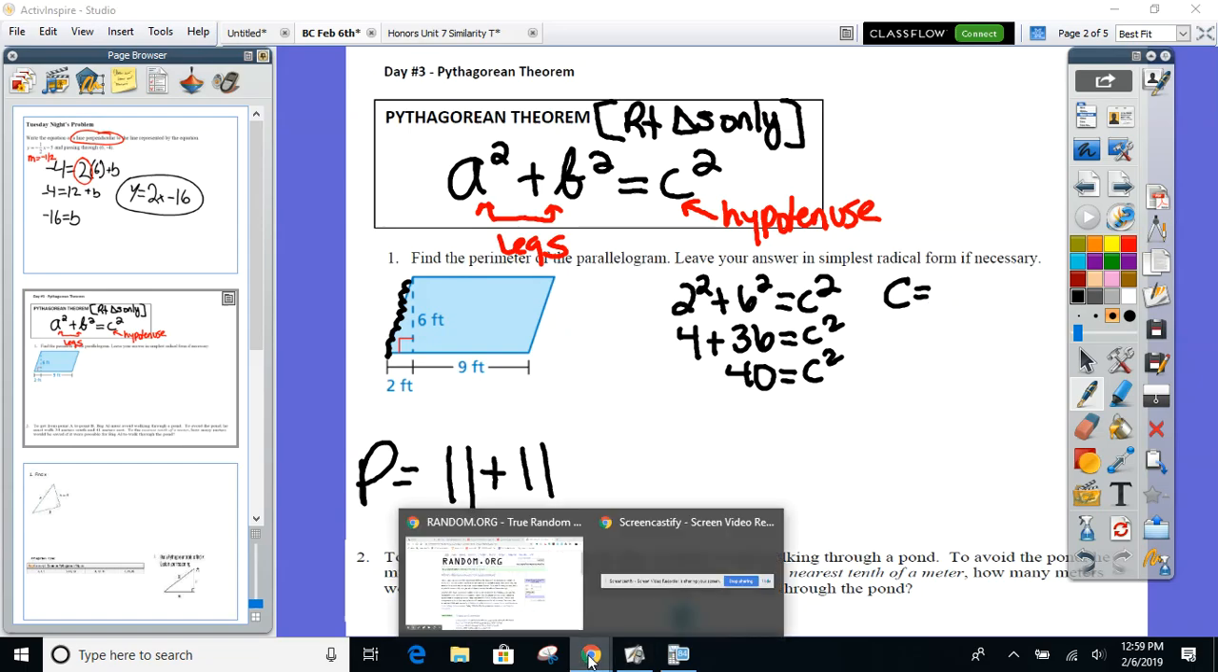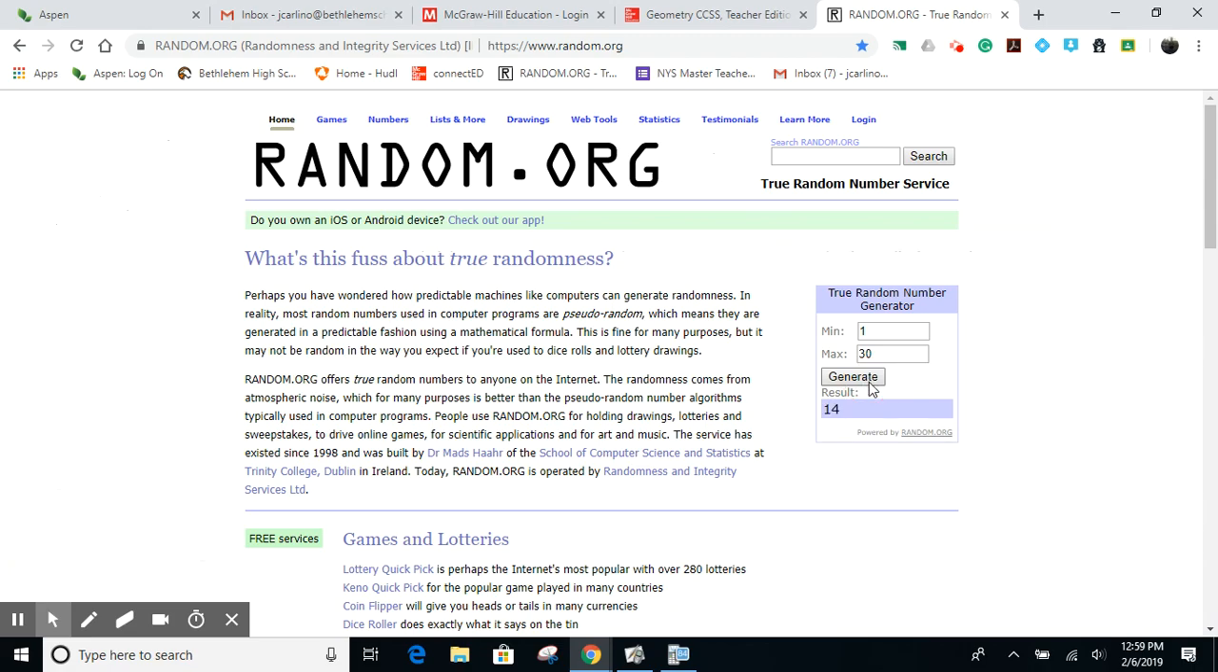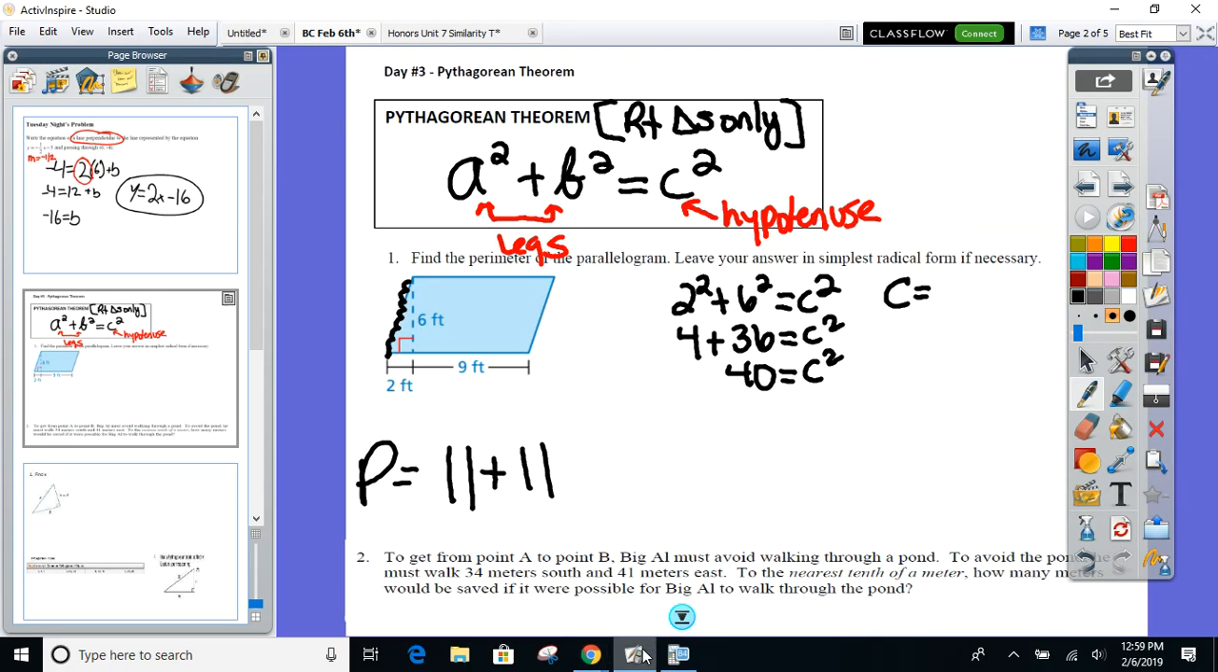Breaking down 40 for me. 4 times 10, got it broken down. 2 radical 10, got it. So that side is 2 radical 10. What about the opposite side to 2 radical 10? Also 2 radical 10. I love this problem. Pythag, properties of a parallelogram, and now a little radical addition.